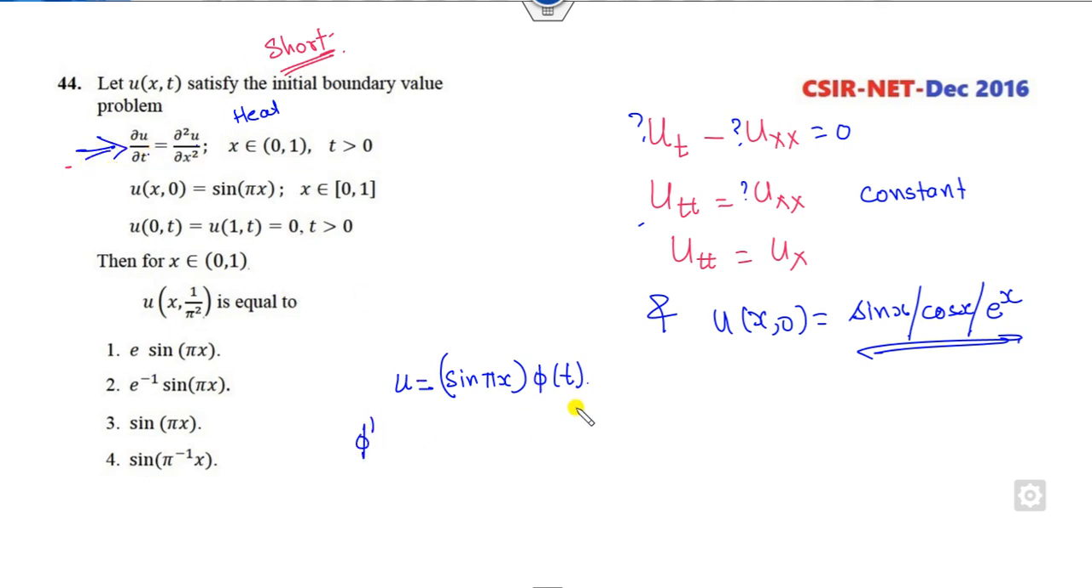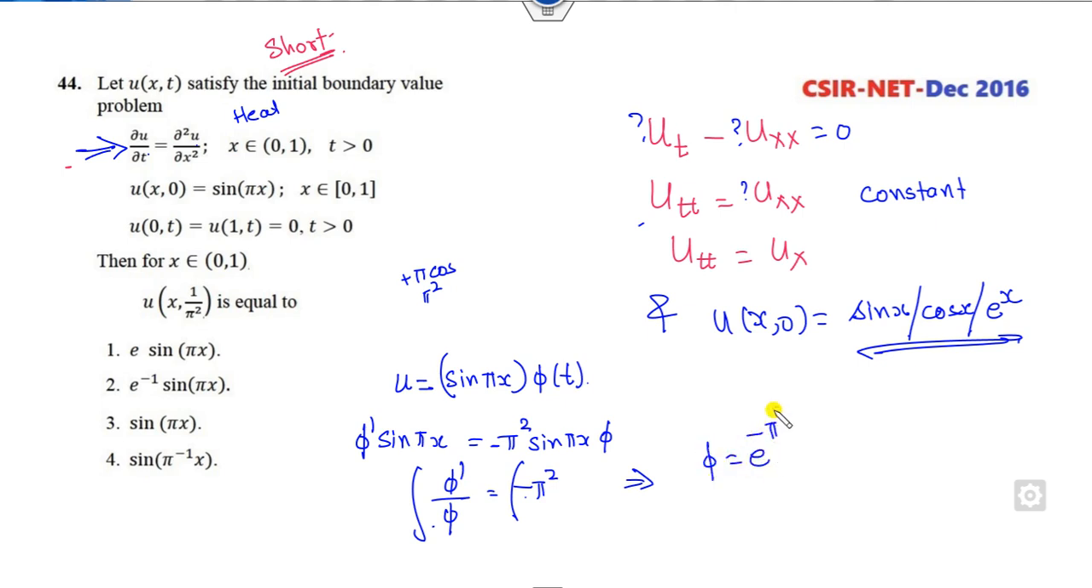Now I can substitute this value in here. Phi is the function of t. Remember this, if you take the second derivative, the first derivative will be pi cos, the second derivative will be pi square of sine of this. So you can see sine will be cancelled out, phi dash is minus of this. Fine. So what is the solution of this? If you integrate them, it will be minus pi square of t. This is also phi, this is also phi. So phi will be cancelled out. So phi dash over phi is minus pi square. So what is the solution? If you integrate them, it will be log phi, so phi is e raised to power. That's the answer. That's over.